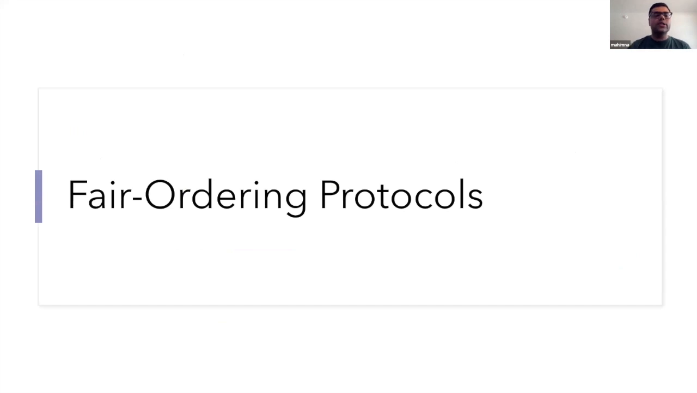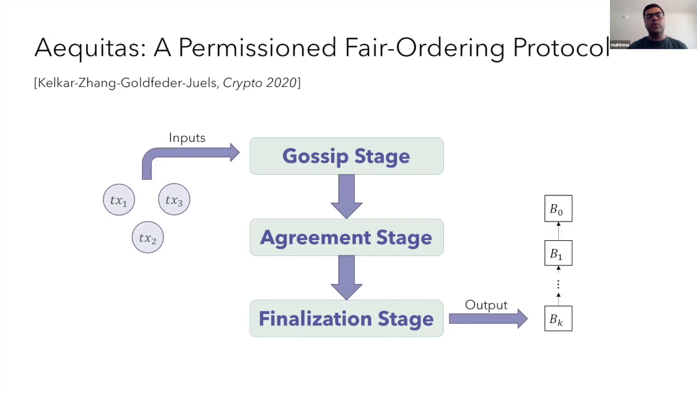So I'll proceed into talking a little bit about our fair ordering protocols. The first one that we had was Aequitas, which is a permissioned fair ordering protocol. Aequitas takes place in 3 stages that we call the gossip stage, the agreement stage, and the finalization stage. And each transaction goes through these 3 stages before being output to the system.